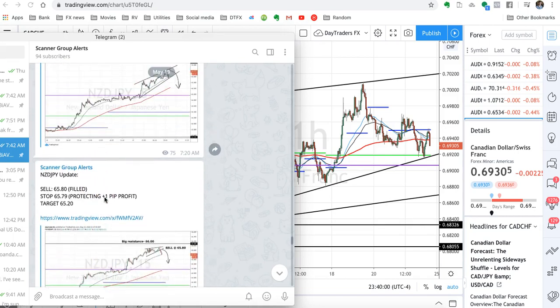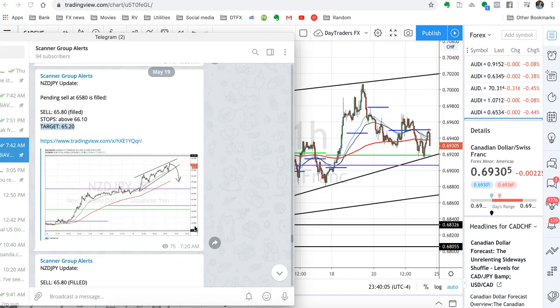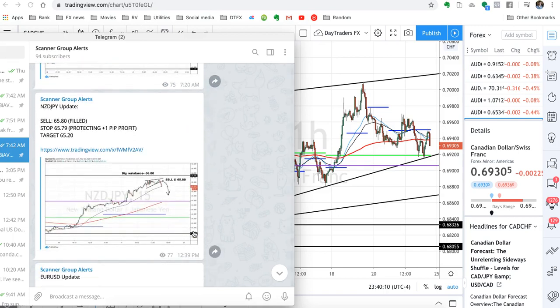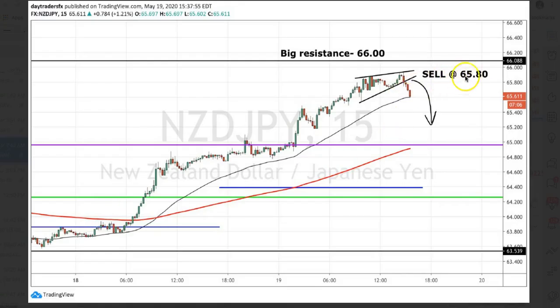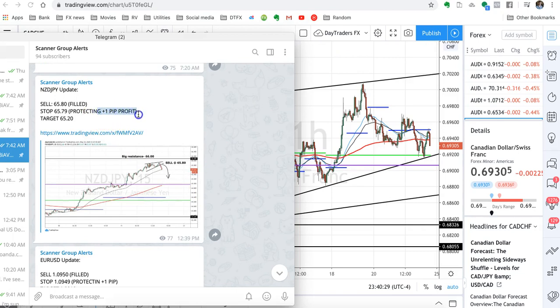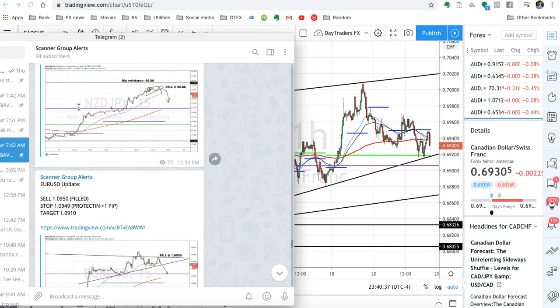So a couple hours later, I post this at 7:20 a.m. on the 19th. So it took about 2 hours from the time I posted the entry till the time it filled. And then by about 12:39 p.m., so 5 hours or so later, I said, okay, New Zealand yen that we got into at 65.80, you can see was sitting here at 65.61, so we were about 19, 20 pips in profit. And I said, let's protect our profit. We're going to move our stop loss to plus one, so now we have no risk on this trade, and we're still trying to let this run to 65.20.